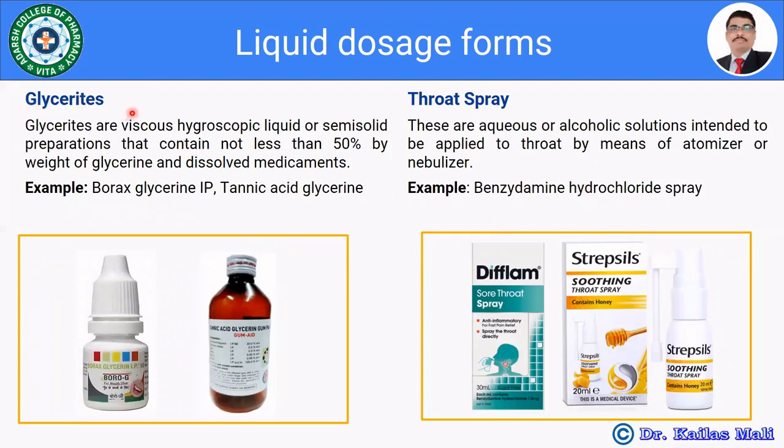Let us see the glycerides. Glycerides are viscous, hygroscopic liquid or semi-solid preparations that contain not less than 50% by weight of glycerin and dissolved medicaments. The major component of glycerides is glycerin. For example, borax glycerin IP and tannic acid glycerin. Here, these are some marketed preparations of the glycerides.